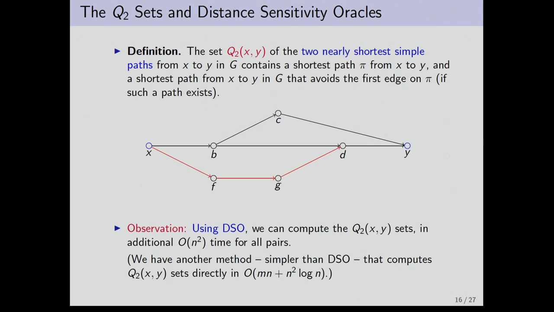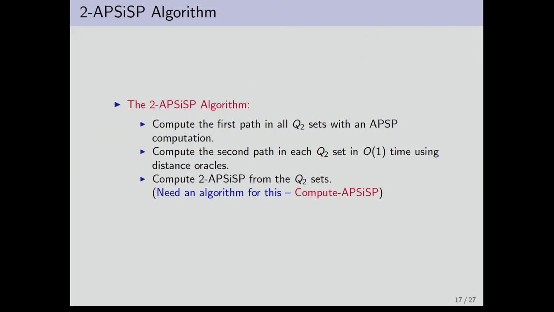DSO is good enough. So all that remains is, we can compute the first path in the Q2 sets with a single APSP algorithm, and the second path using DSOs, with a constant number of queries for each pair. And all that remains is to compute 2 APSP from the Q2 sets, for which I will show you this algorithm that does it with path extensions.